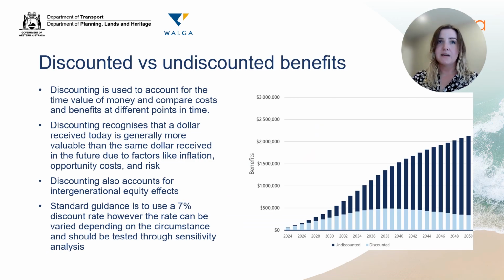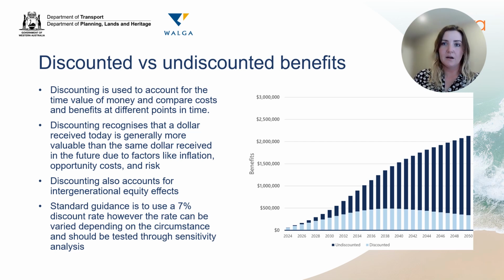Another key concept that we wanted to cover is discounted versus undiscounted benefits. So in the results table, I talked about discounted dollars, and discounting is really important. It's used to account for the time value of money and enable us to compare costs and benefits at different points in time. So we use discounting because we generally recognize that a dollar received today is more valuable than a dollar received in the future. That's due to a range of factors like inflation, opportunity cost, risk, just internal preference for dollars today versus dollars tomorrow.